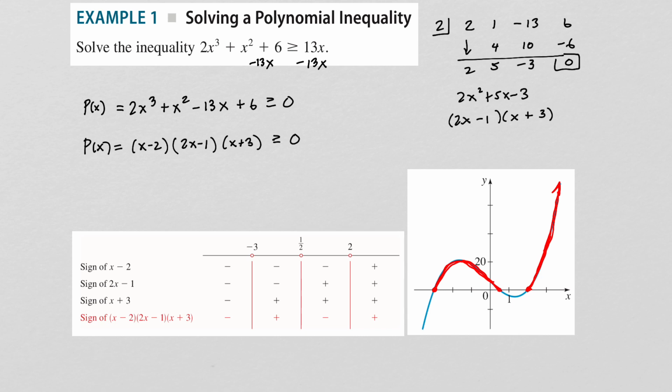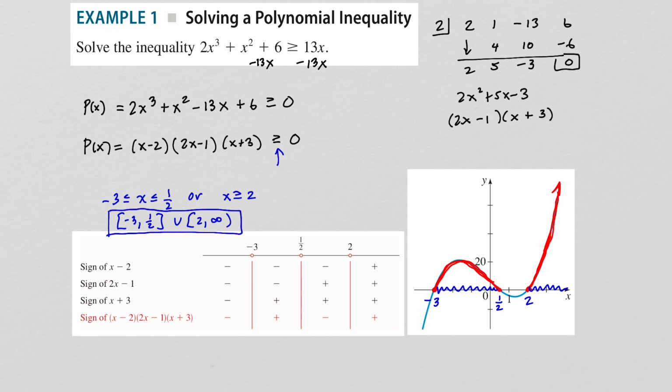But if you look at the graph, the values of x for which the polynomial is above the x-axis are the values in between -3 and positive 1/2, so these values of x here, and also the values of x that are greater than 2. Because we have greater than or equal to, we describe our final solution as all of these x values or all of these x values. In interval notation, that would just look like this. So here is our solution.